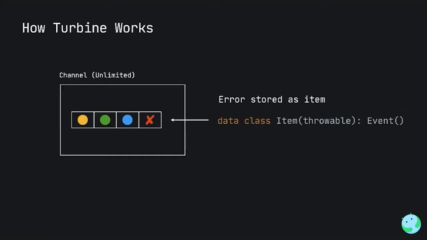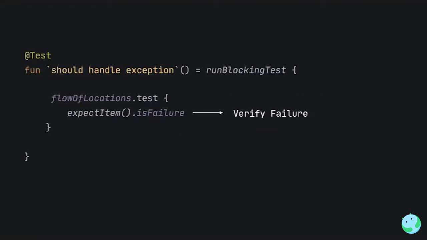So when an exception happens and it goes to the catch block, what Turbine will do is store an event of an item, basically. It won't be an error in this case because you're handling it in some way in the client code. So when you go to test this flow now, you could do expect item is failure, and then you could do verification.